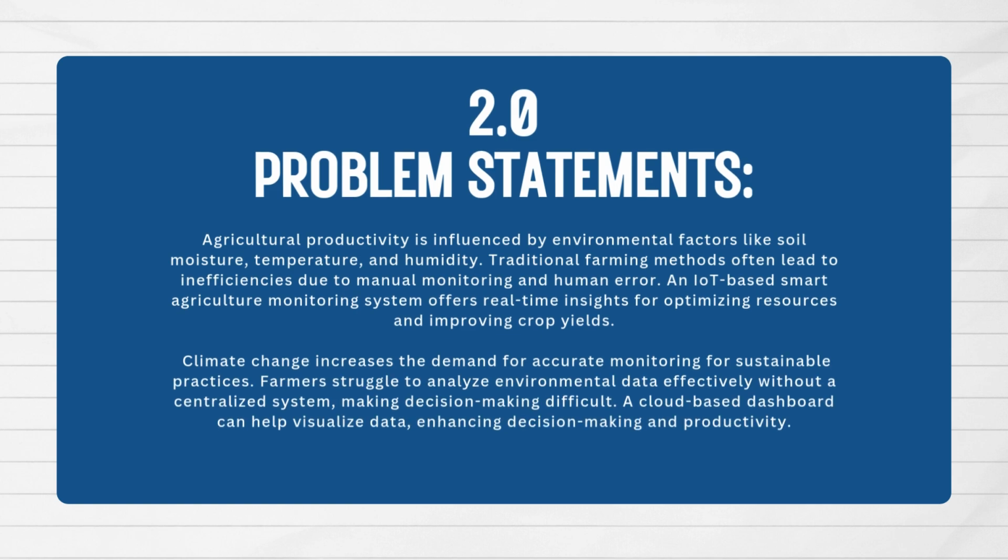The problem statement for this project is agricultural productivity is influenced by environmental factors like soil moisture, temperature, and humidity. Traditional farming methods often lead to inefficiencies due to manual monitoring and human error. An IoT-based smart agriculture monitoring system offers real-time insight for optimizing resources and improving crop yields.